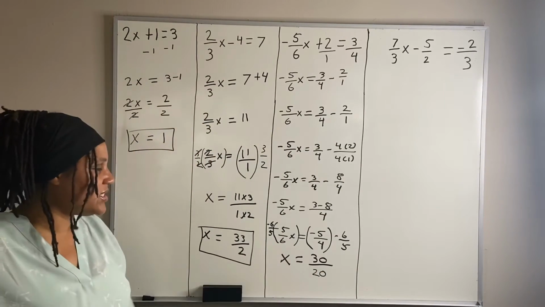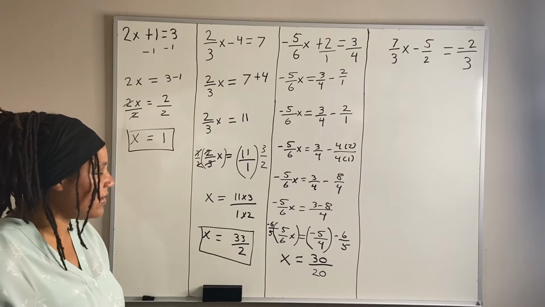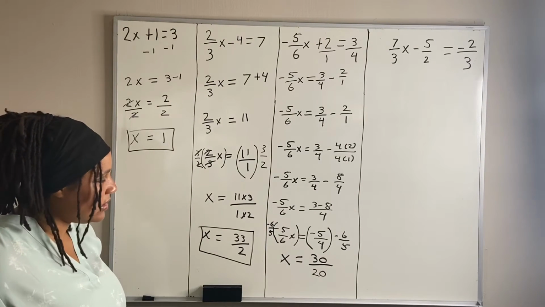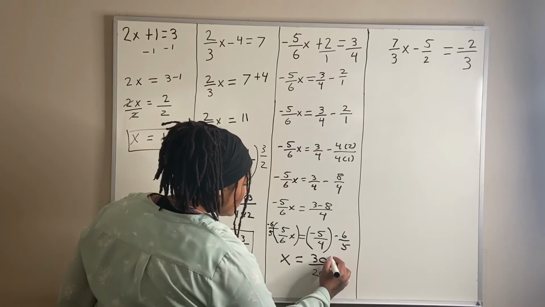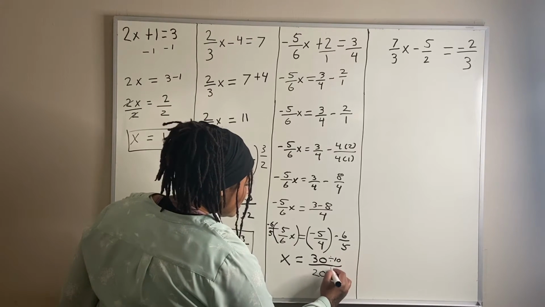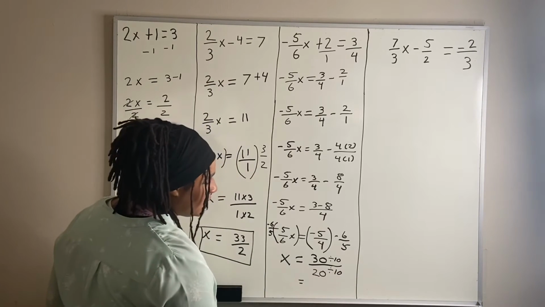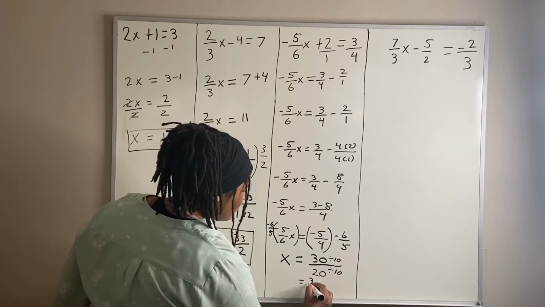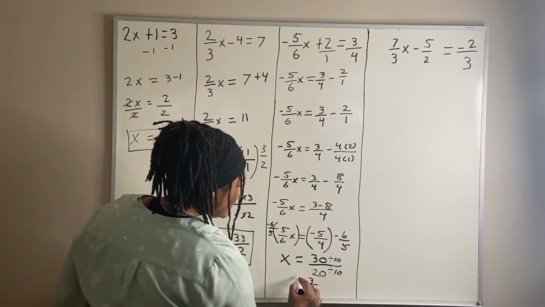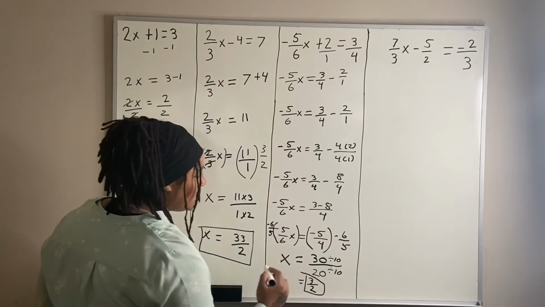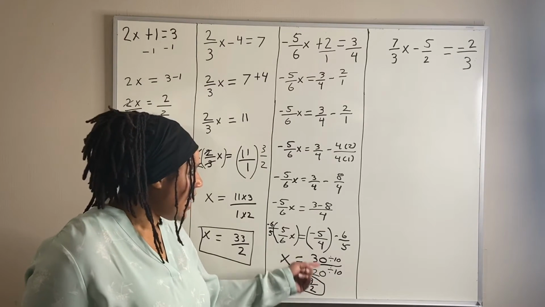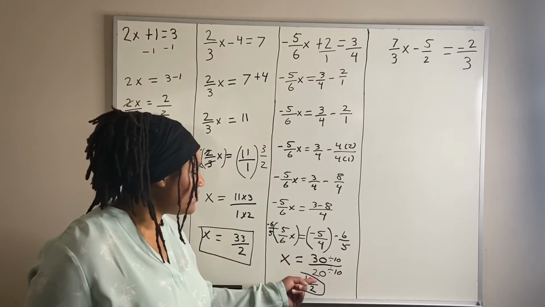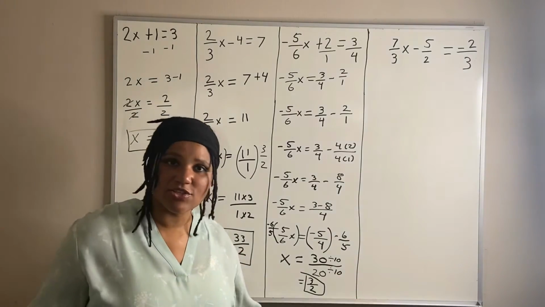We can reduce this, can't we? So how about I divide the numerator by a 10 and the denominator by a 10, then we are left with 3 over 2. Again, this is an improper fraction. You can convert it to a mixed number. Also, I have a video on how to reduce to lowest terms. I'll also leave that in the description box.